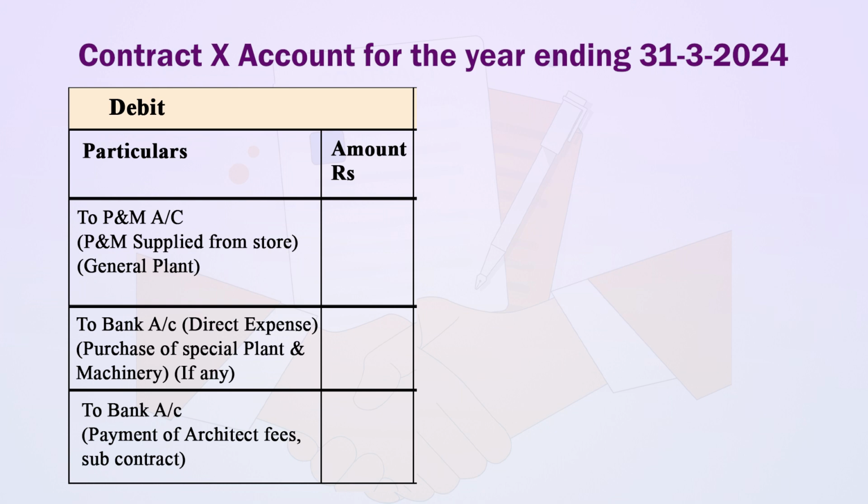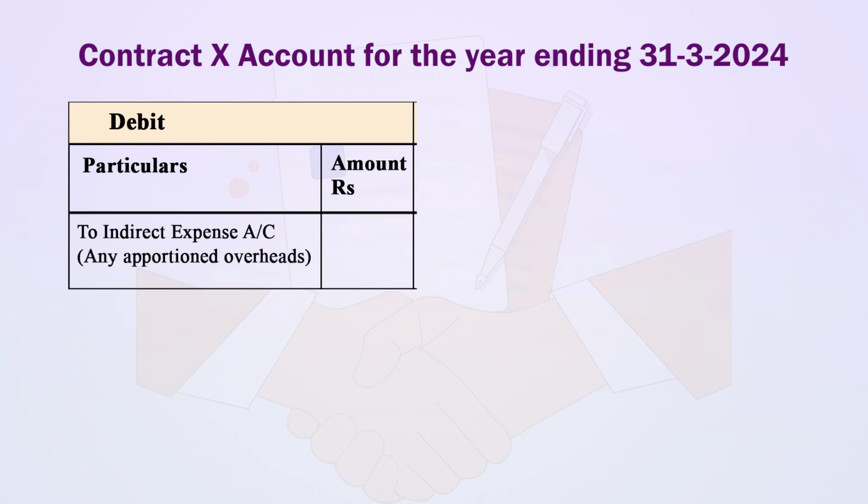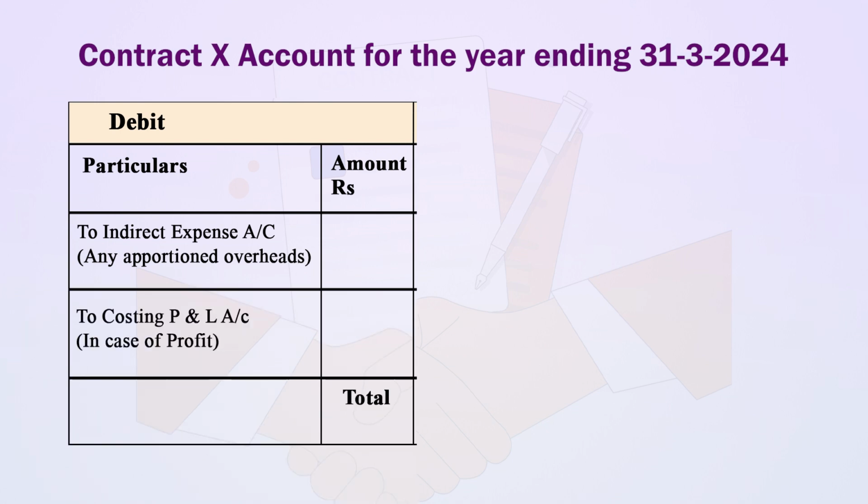Next is to bank account for payment of architect's fee, subcontract, etc. Next is to indirect expenses account, any apportioned overhead, and last is balance. If it is profit, then to costing profit and loss account in case of profit.